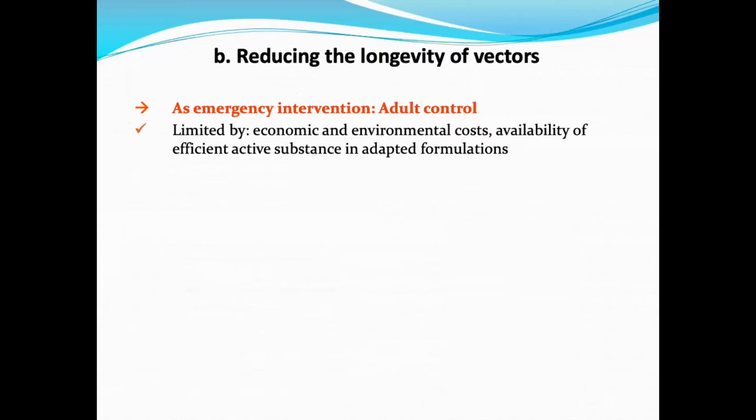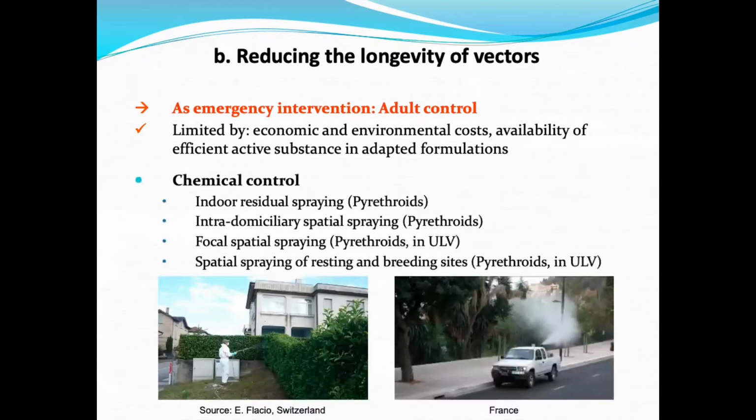And then the other step, reducing the longevity of the vectors. So that is recommended as an emergency intervention for adults, because this is adult control. It's limited by the economic and the environmental cost. When you target adults, you cannot be selective as you can be with larval control. So if you use pyrethroids, they will be active on a large spectrum of insects. So you can handle these aspects a little bit by spraying at a certain time and at a certain place. That's what Gregory was explaining yesterday. So this could be done by indoor residual spraying.